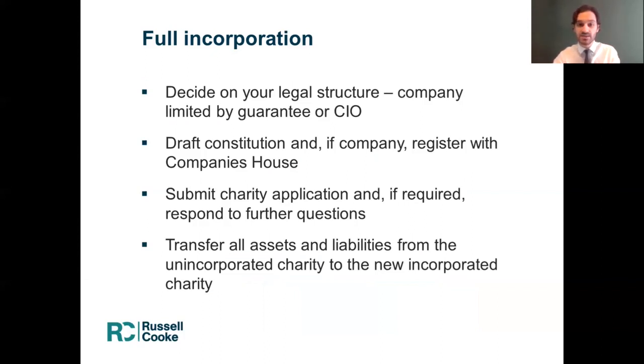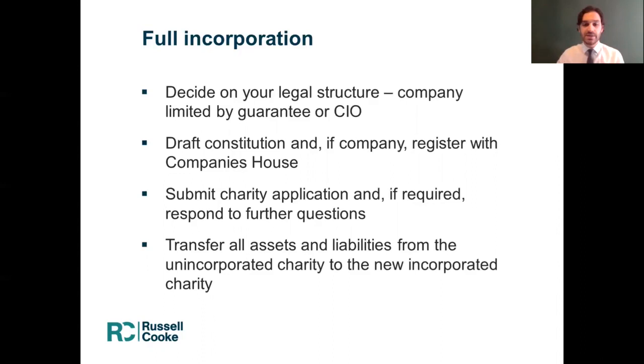Step one is deciding on what incorporating legal structure the trustees would like in future and what's best for your organisation. So the two options are a company limited by guarantee or a charitable incorporated organisation, a CIO. A company limited by guarantee is the alternative model of company to a company limited by shares, which is generally designed to operate for profit, whereas a company limited by guarantee operates in furtherance of a purpose, in this case a charitable purpose.